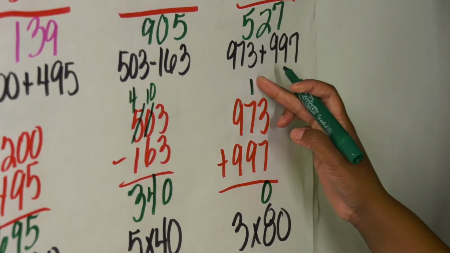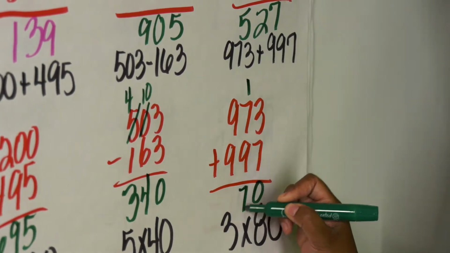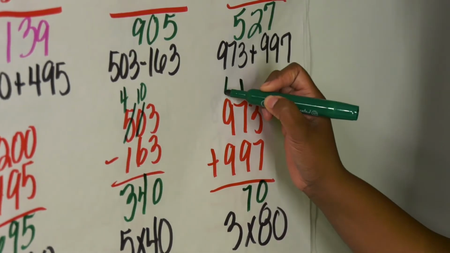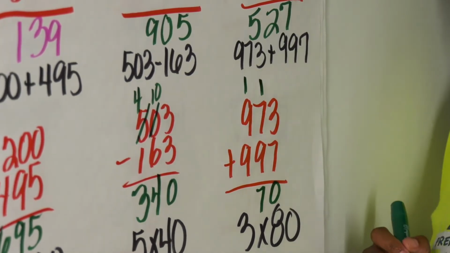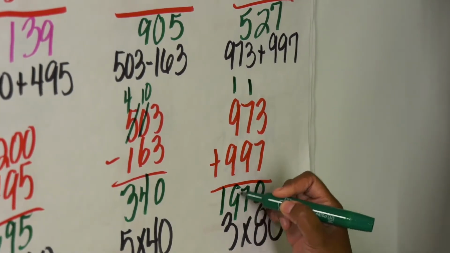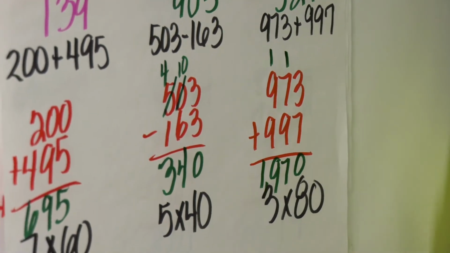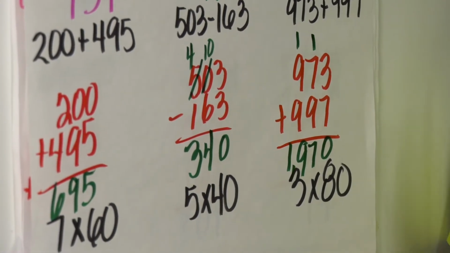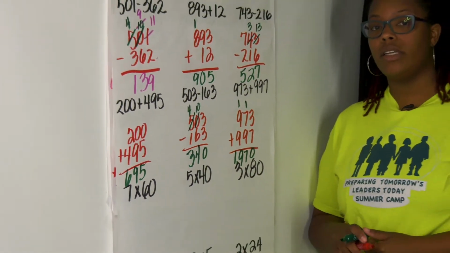Okay, 1 plus 7 is 8, and 8 plus 9 is 17. Put your 7 here, carry your 1. 1 plus 9 is 10. 10 plus 9 is 19. So this is 1,970. Okay, so that was it for our adding and subtracting fluently.